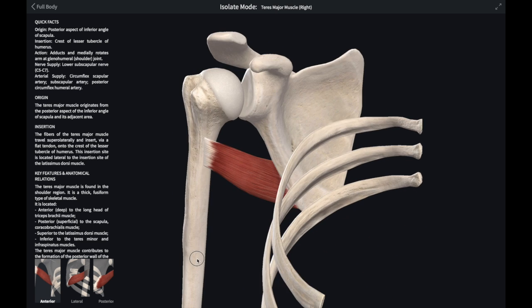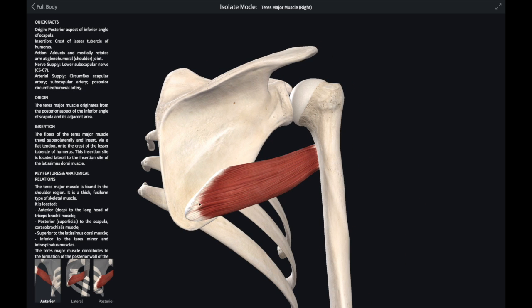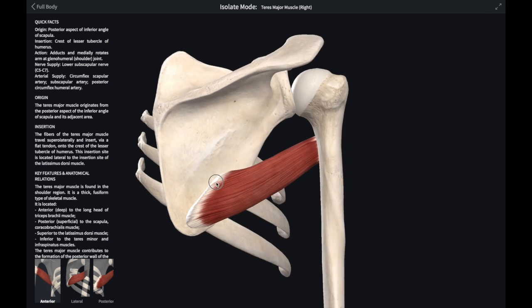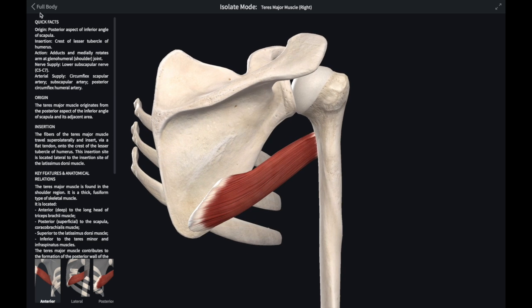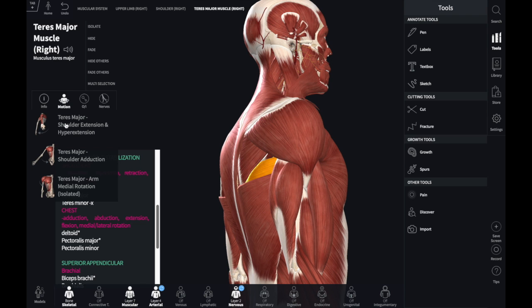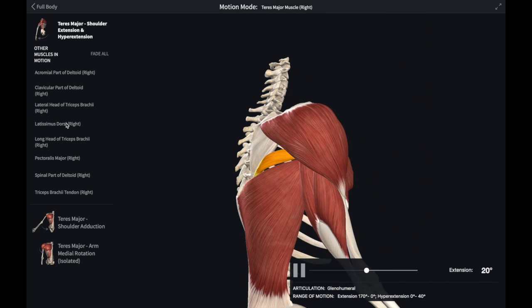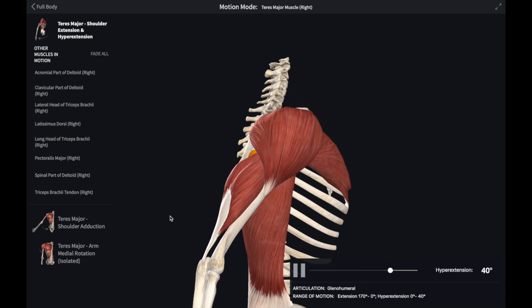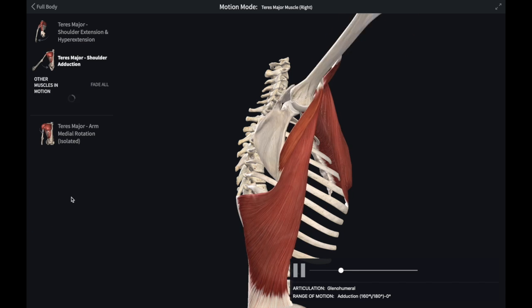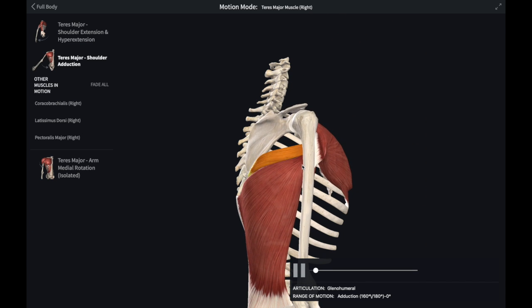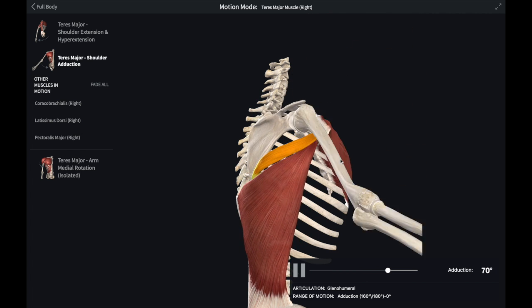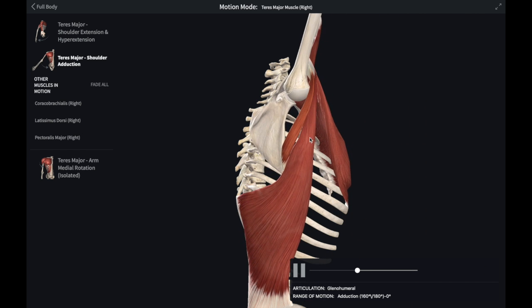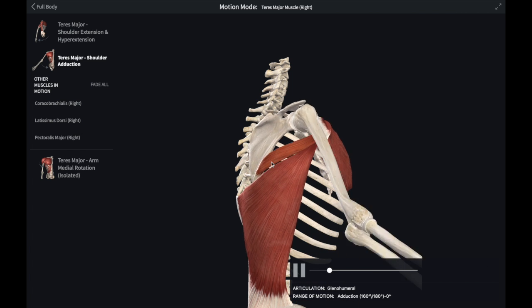Its insertion is just below the lesser tubercle of your humerus. So that's its insertion, and its origin is the inferior portion of your scapula. It is involved in extension of the arm. So this is considered anterior flexion. And then when we bring it back, it's extension and then hyperextension to draw the arm all the way in back of you. Together with the pectoralis major, it will also bring your arm back down in an adduction.